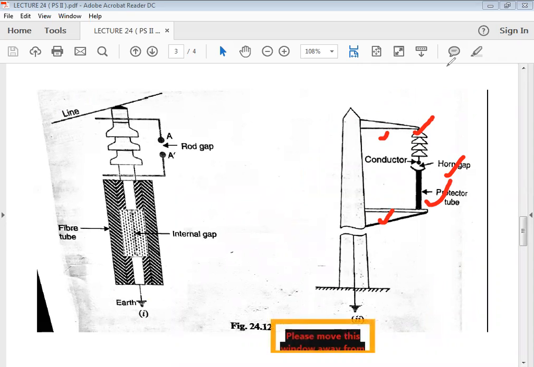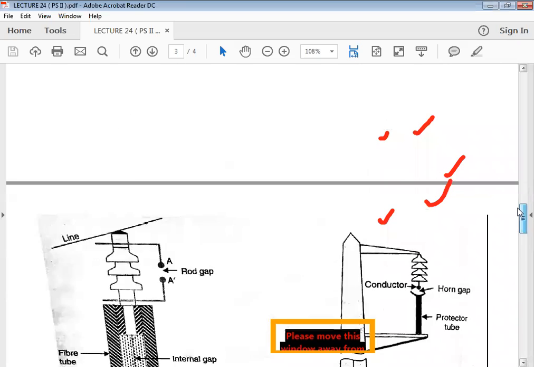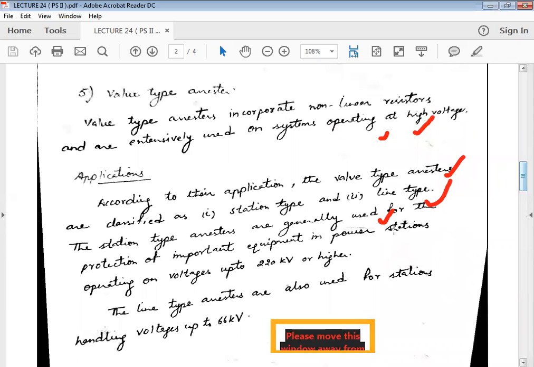The only disadvantage is that the fiber material gets decomposed with every operation of the lightning arrestor on a fault. So, last but not least, the category of arrestors are the valve type arrestors.